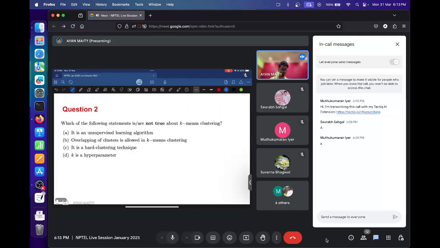Okay, then moving on to question 2. Which of the following statements is or are not true about k-means clustering? Multiple options may be correct. You have to find out false statements, not true, about k-means clustering. The first option says that it is an unsupervised learning algorithm. The second option is overlapping of clusters is allowed in k-means clustering. Option C says that it is a hard clustering technique. Option D says that k is a hyperparameter. So you have to find out which of the following statements is or are not true.